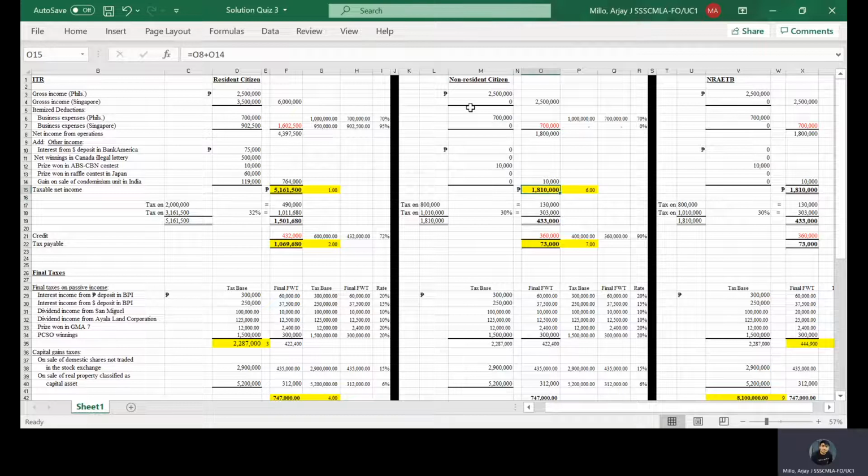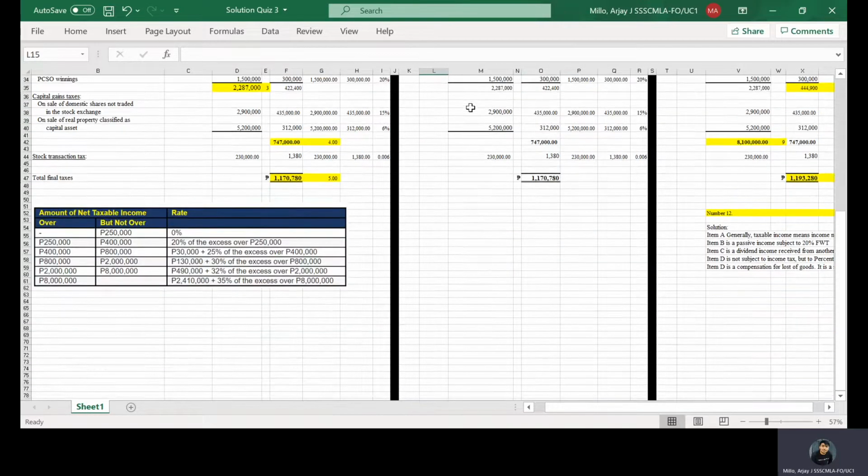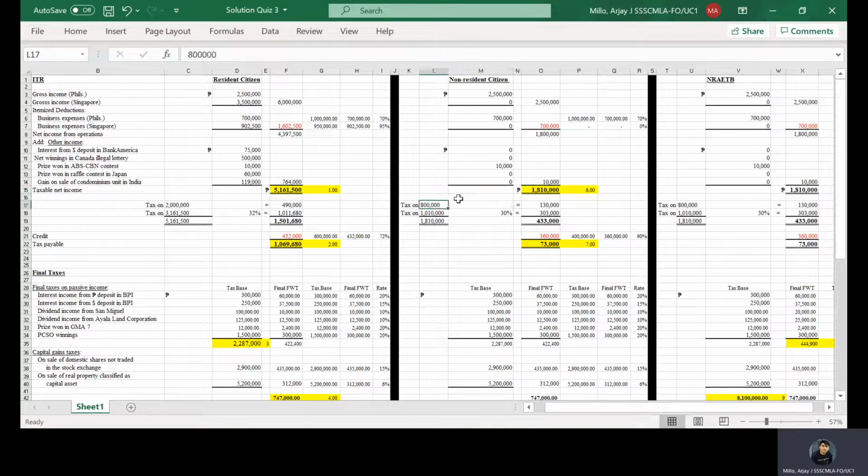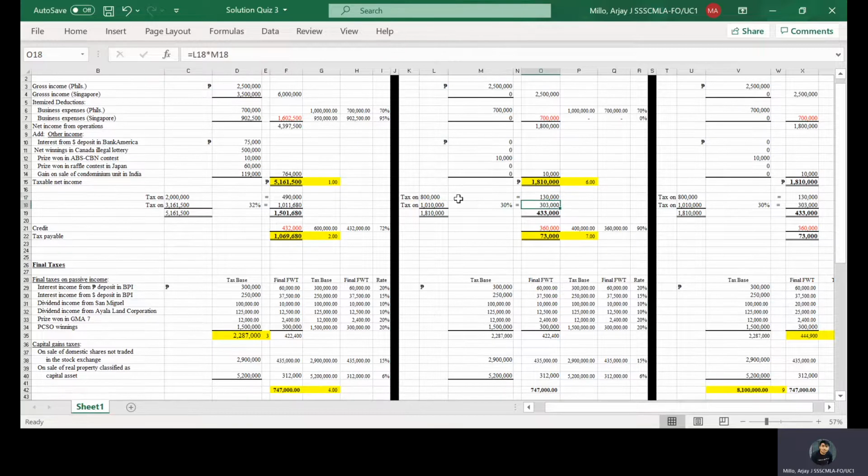Since it is 1.8 million, it will fall in the bracket of 800,000 to 2 million. So the initial 800,000 will have a fixed tax of 130,000, and then the excess of 1,010,000 will be multiplied by 30%. So that's 303,000. For a total of 433,000, minus the allowable tax credit of 360,000, 90% of our 400,000 CWTs, that is 73,000.